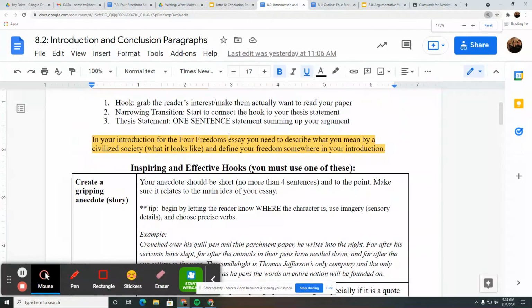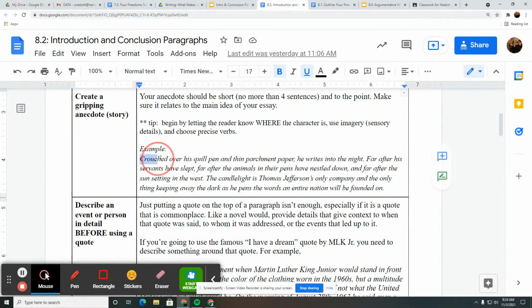So, for instance, an example would be, crouched over his quill pen and thin parchment paper, he writes into the night, far after his servants have slept, far after the animals in their pens have nestled down, and far after the sun setting in the west. The candlelight is Thomas Jefferson's only company, and the only thing keeping away the dark as he pens the words an entire nation will be founded on. Now, if that's what you wrote, I'd be automatically hooked because it reads like a novel. You're using imagery, sight, sound, touch, taste in order to paint an image. So automatically there, I have bought in.